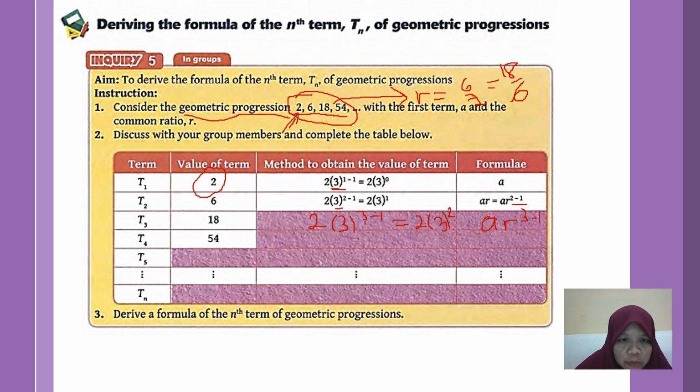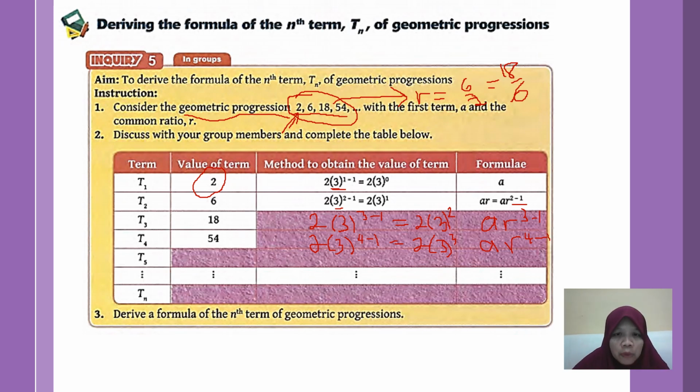We try the fourth term. How to get 54? We can write 2 times 3 to the power of 4 minus 1, so this is 2 times 3 to the power of 3. And the formula is ar to the power of 4 minus 1.